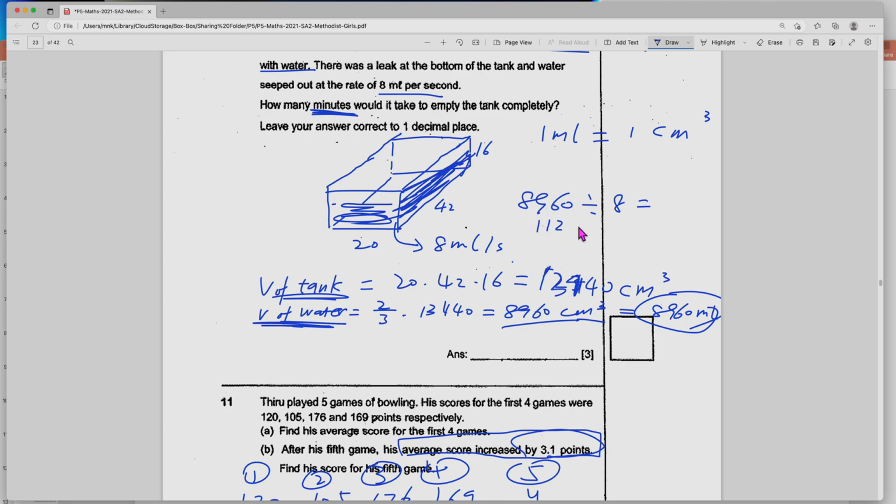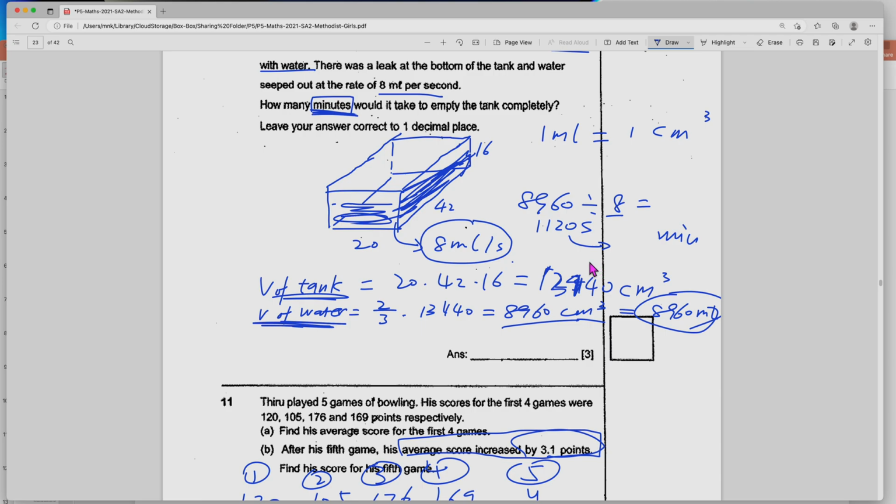1120. Is this seconds or minutes? This is 8 milliliter per second, so when you divide by 8, this one is seconds. But the question asks for minutes, right? Yes. So you still need to convert this to minutes. How do you convert? 1 minute equals 60 seconds. So 1120 seconds equals how many minutes?